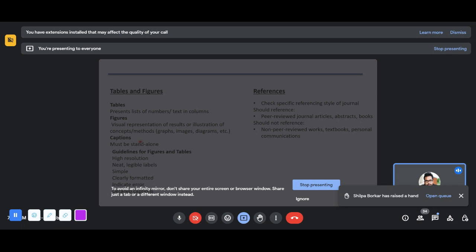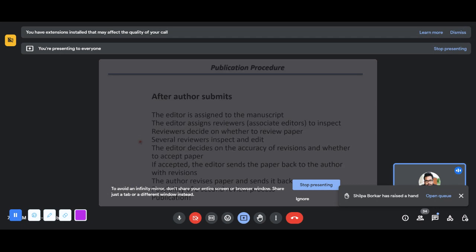Okay. Now I'm coming to another part, that is the publication procedure. As I was saying, how this procedure goes on. Once you submit a paper, for every particular journal there is an editorial team. Within that editorial team, one is the editor in chief, to whom you will submit the paper. Before submitting, you have to prepare a cover letter.